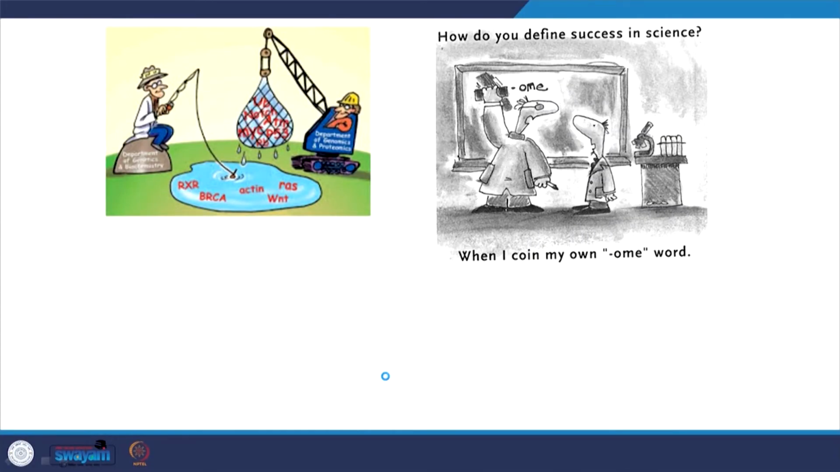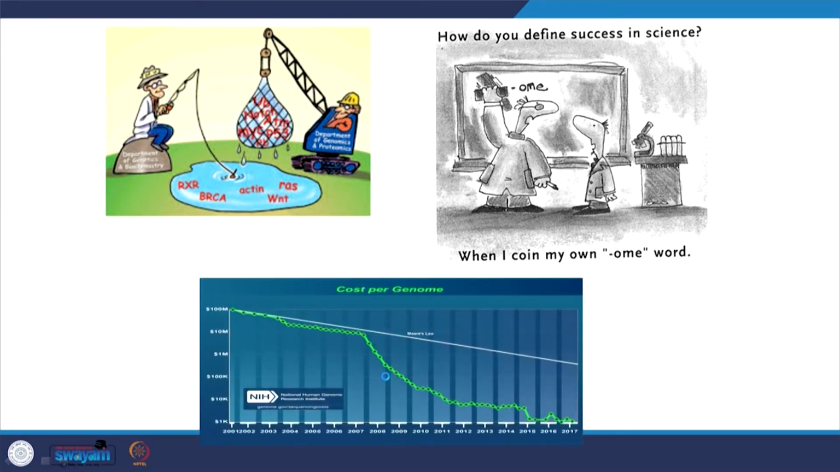And in that time, as I already told, the omics words were coined so much: genome, proteome, transcriptome. A scientist was asked, how do you define success in science? And his answer was, when I coin my own omics word. The cost, as I was constantly talking about, was seriously going down.